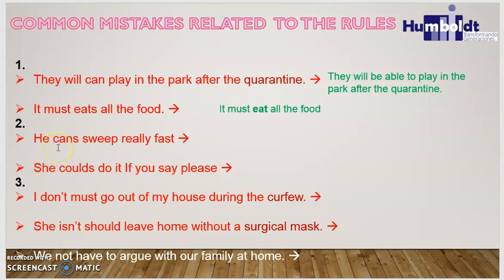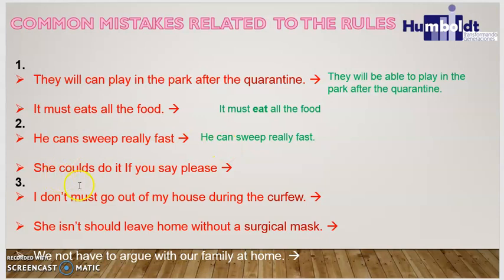He can sweep really fast. In this case, we cannot add any conjugation to the modal verb. So this is not possible. The correct answer is, he can sweep really fast. So the can goes normally.